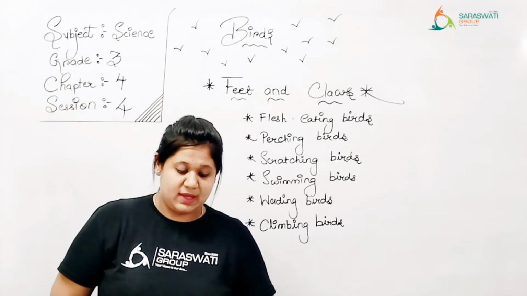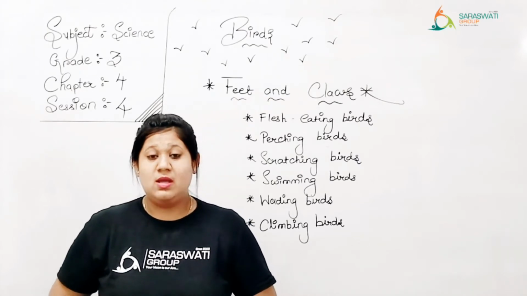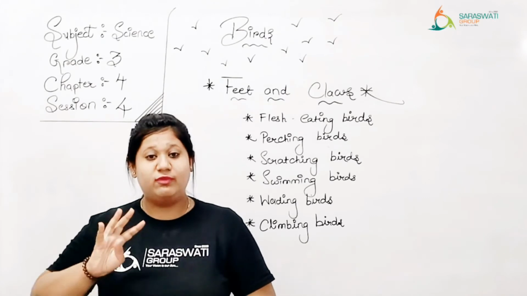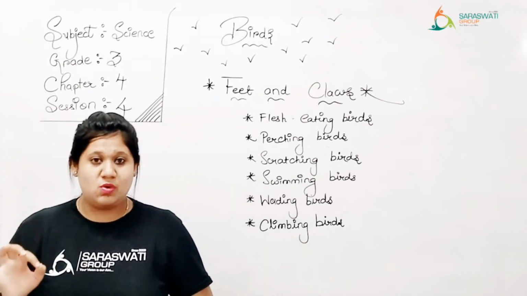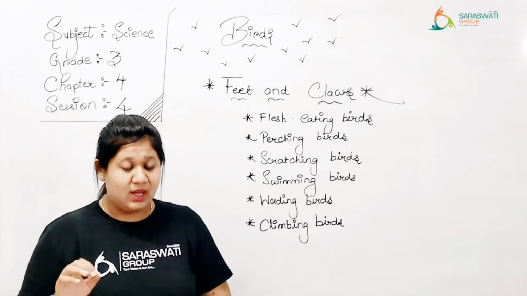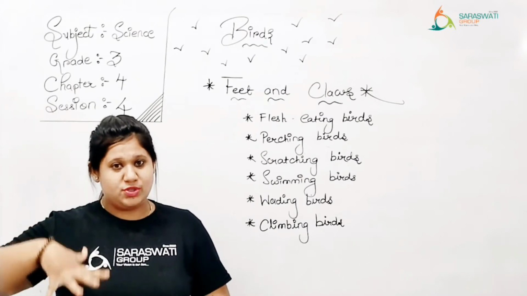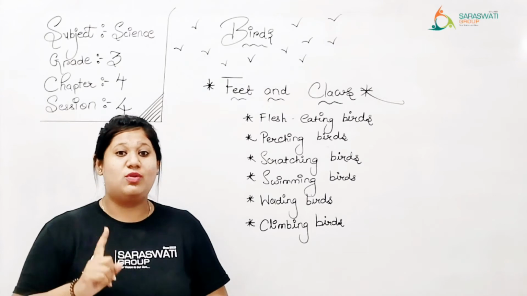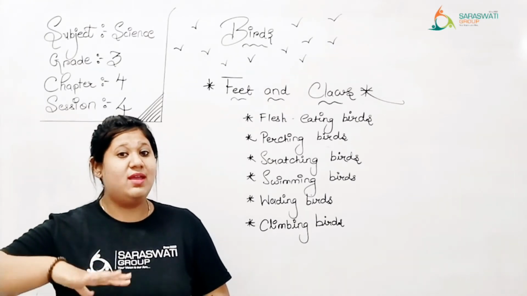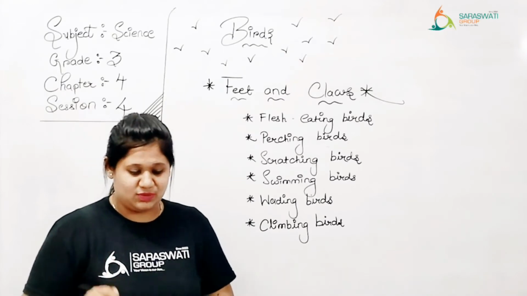Most birds have four toes on each foot. Most of the birds have four toes. How many toes? Four toes, right? Four toes on one foot. How many, kids? Four toes. Kids, we have only one toe, right? On one leg we have only one toe. But they have four toes, right? On one leg they have four toes.